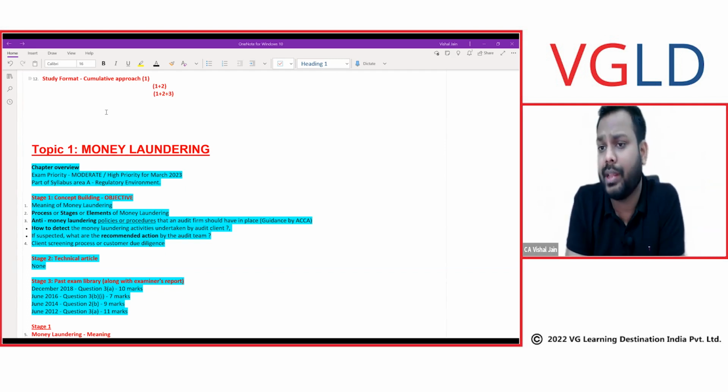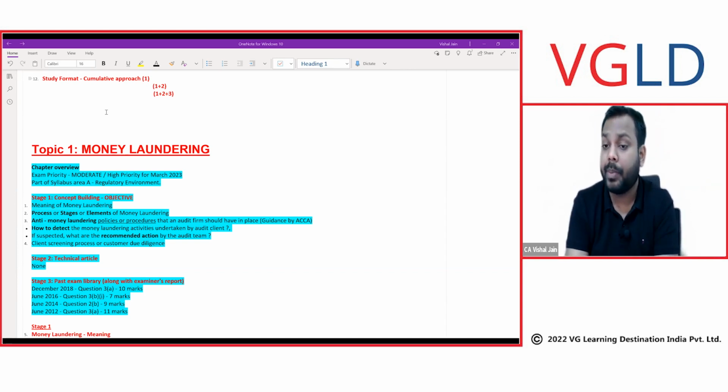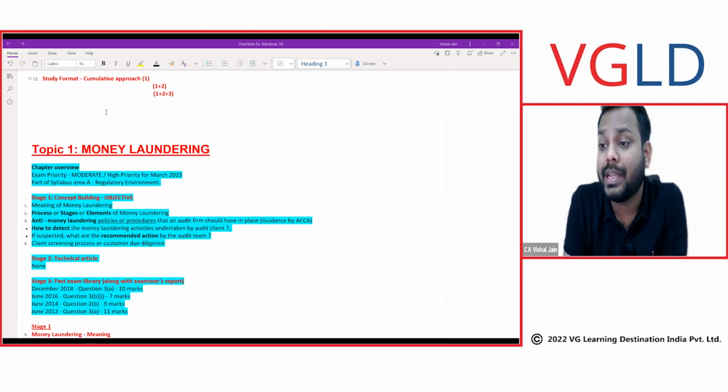A group of terrorists got INR 4 crores as illegal money. Now, it's illegal money, right? They have to convert it into legal money. So what did they do? They purchased a luxury car with that money.